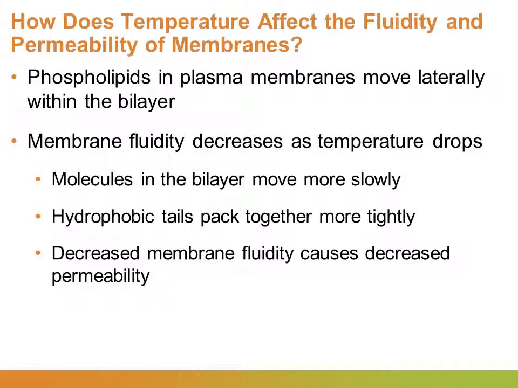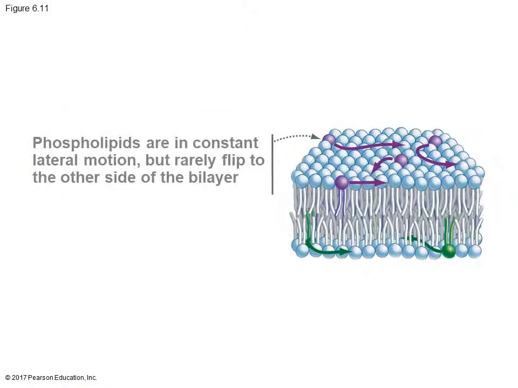In fact, they are like a drop of oil, and they're moving laterally. What does laterally mean? Side to side. Because remember, there's two layers. So in each layer, the phospholipids are moving side to side. They rarely ever flip from the top layer to the bottom layer. This diagram reiterates the idea that phospholipids move from side to side. There's lateral movement.